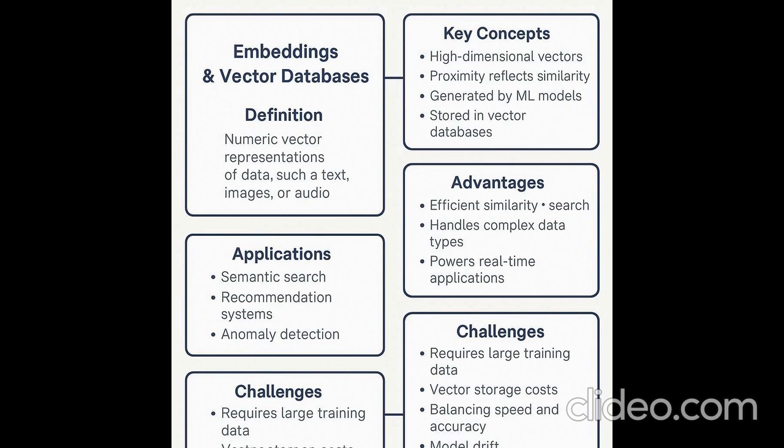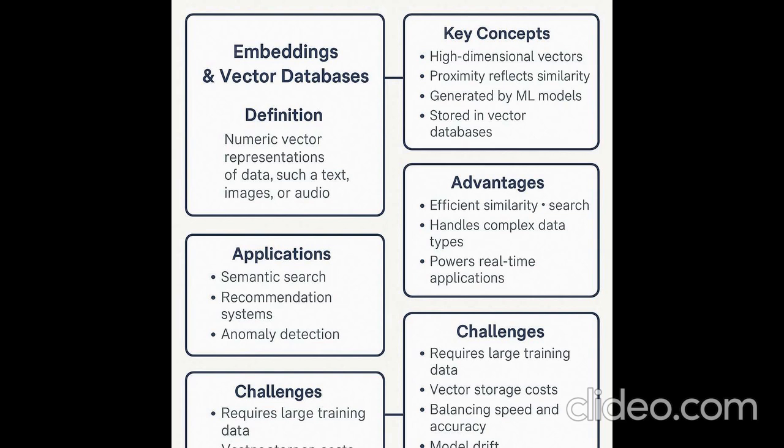FAISS, Facebook AI similarity search, open source: yes. Weaviate, supports hybrid text and vector search, open source: yes. Milvus, high throughput, distributed, open source: yes. Qdrant, optimized for real-time similarity, open source: yes. Redis, vector search on top of Redis, open source: yes.